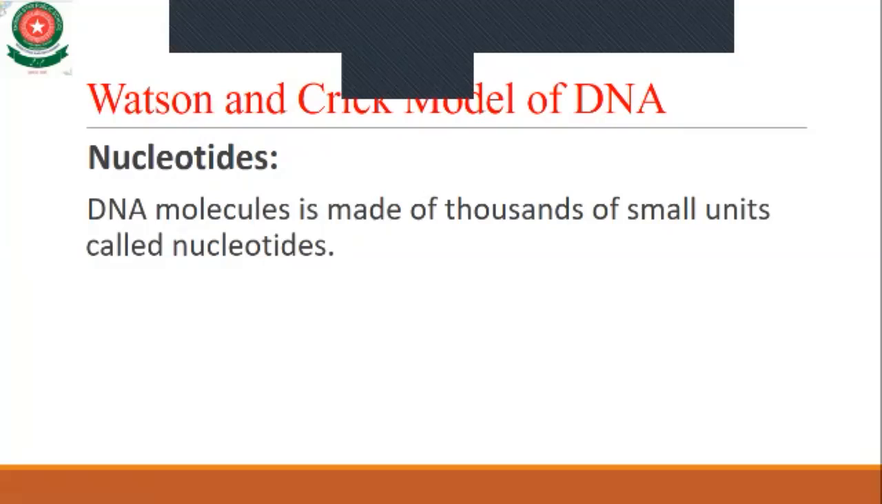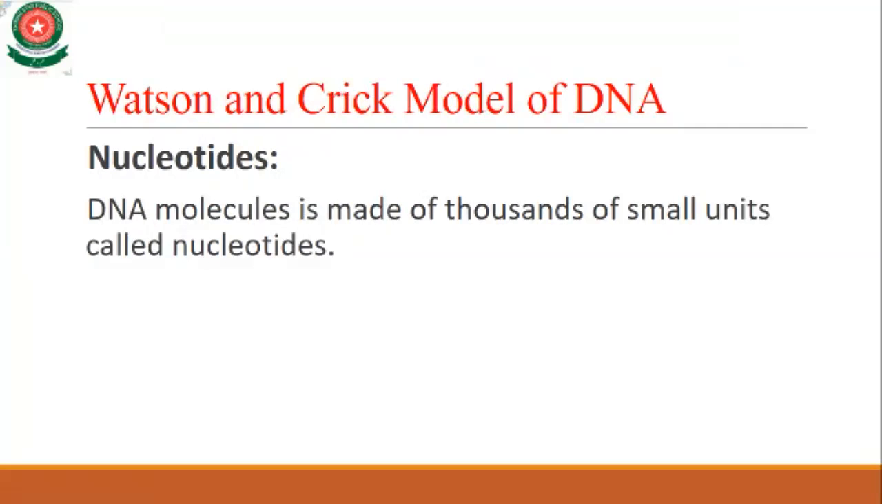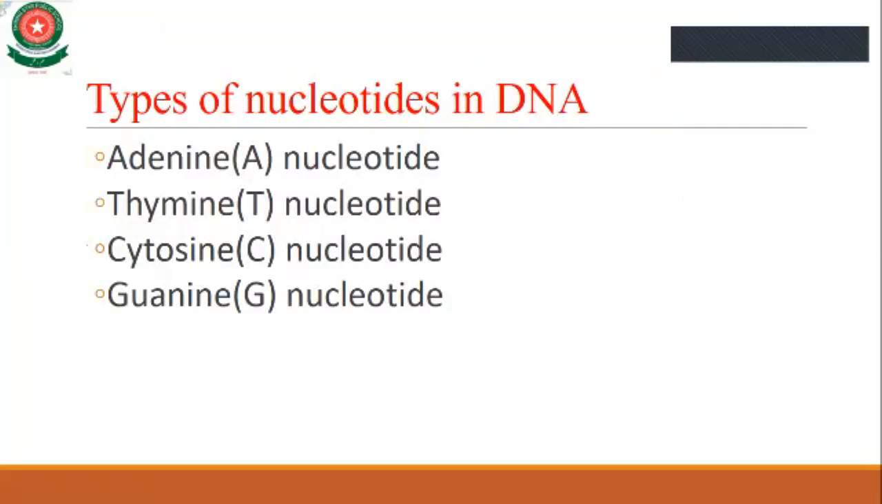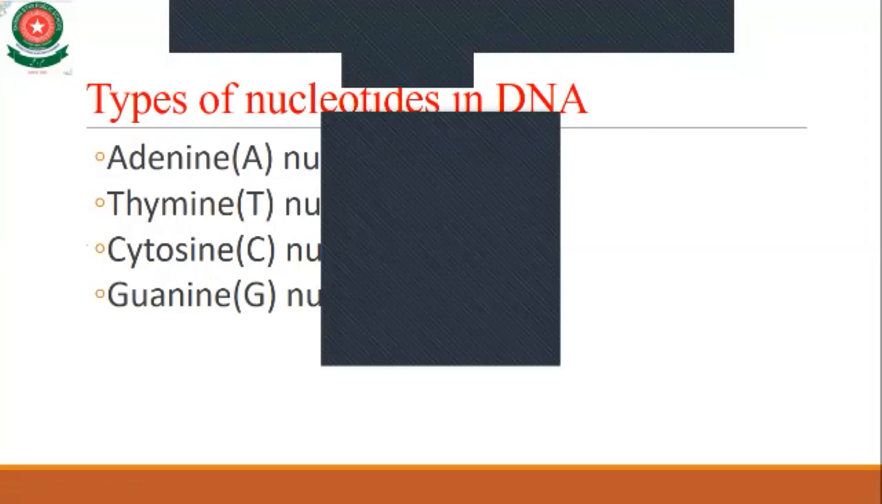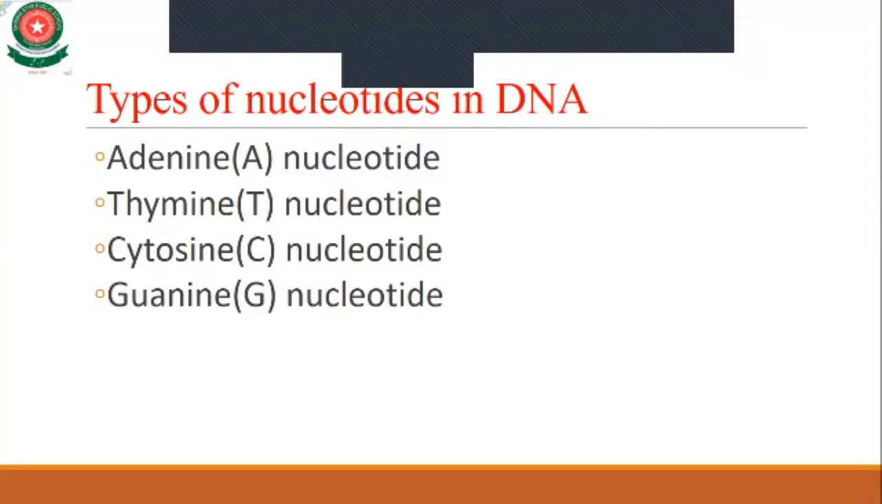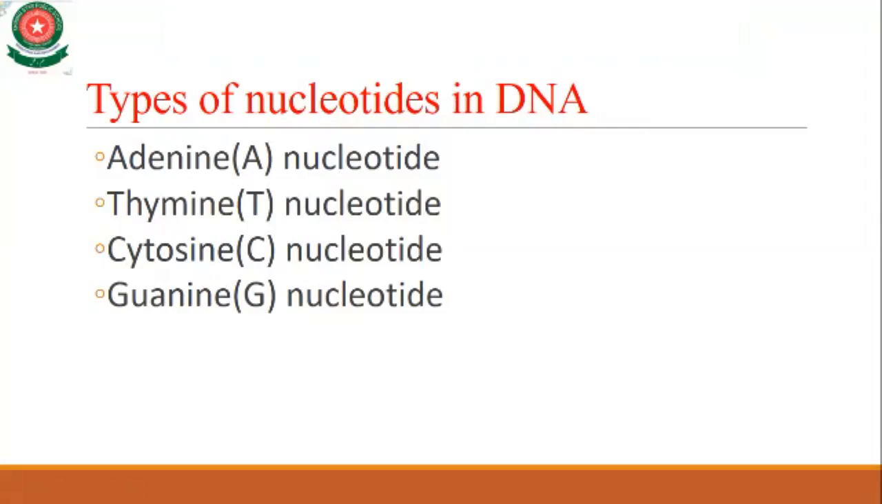The DNA molecule is made up of thousands of small units attached together, called nucleotides. There are four types of nucleotides. Adenine nucleotide, as the name indicates, starts with a capital A, so we denote adenine nucleotides with a capital A. Similarly, thymine nucleotide. Watson and Crick is basically the name of the scientists. Thymine is denoted by capital T. Similarly, cytosine is denoted by capital C, and guanine is denoted by capital G.